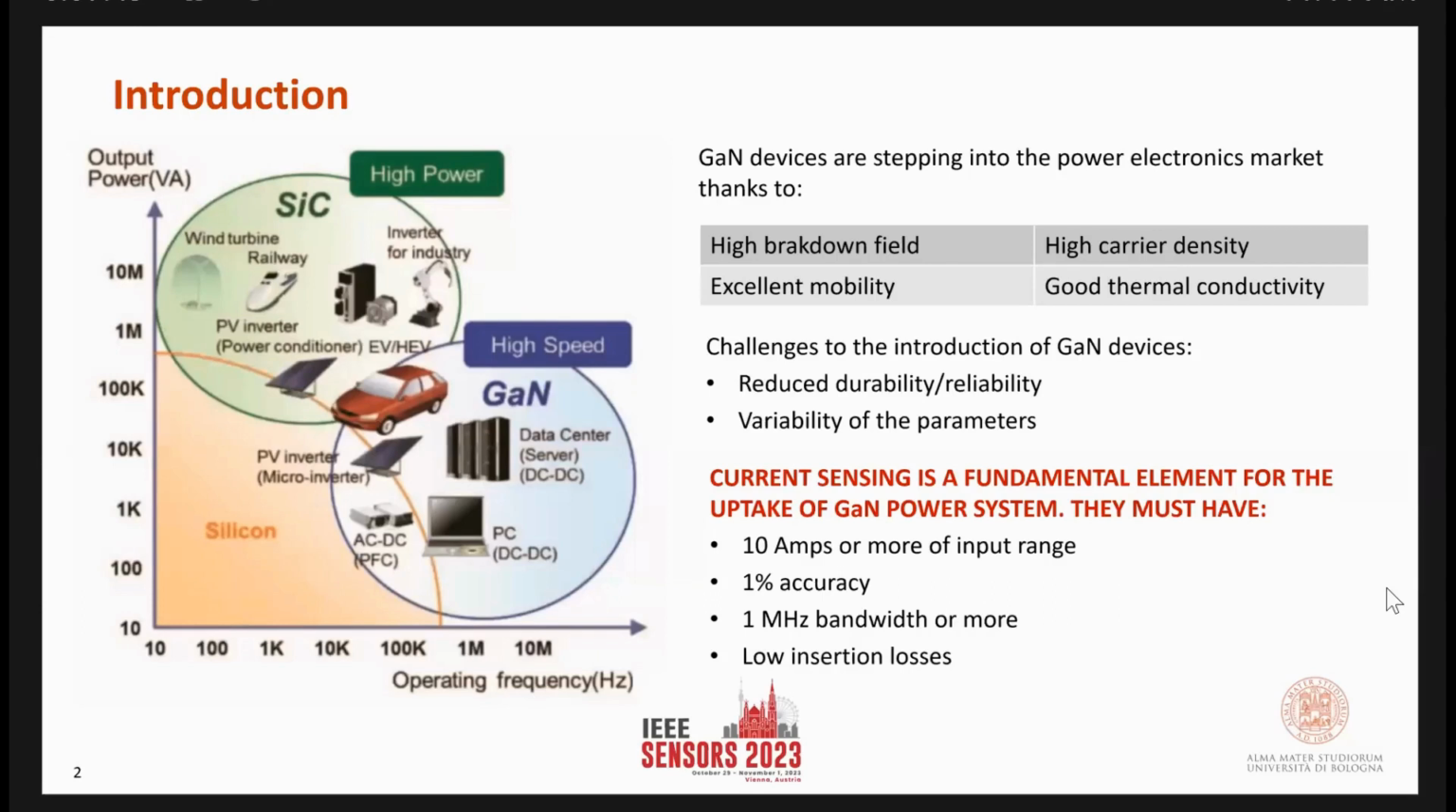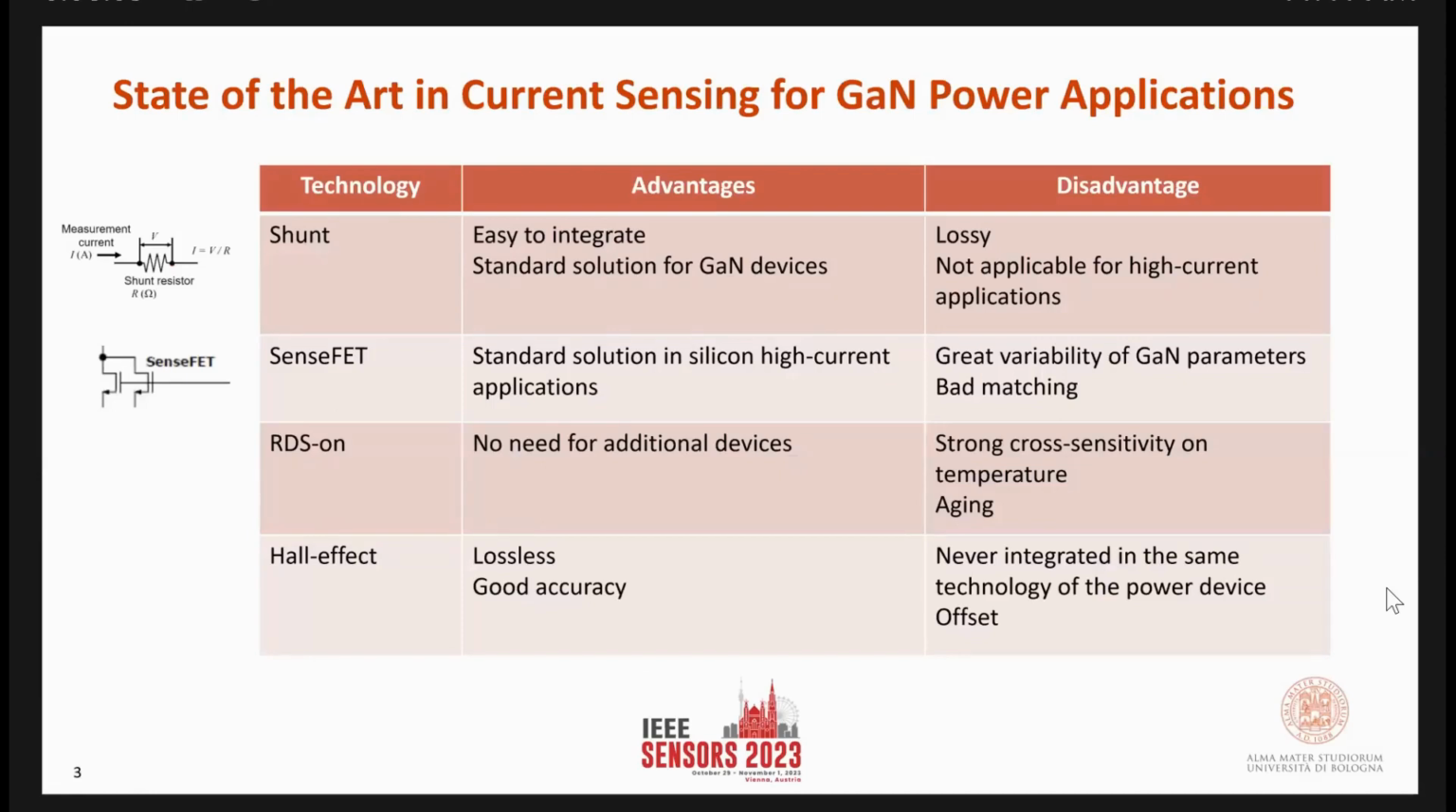Another requirement is bandwidth. We need this since GaN devices are used to switch at very high frequencies, as shown in the picture. So we need a wide bandwidth of the sensor, and most important is low insertion losses. Since current sensing is so fundamental, there are many solutions in the literature. The most used one is the shunt resistor: place a shunt in series to your device and monitor the current. The problem of shunt resistors is that they are lossy, so you waste power.